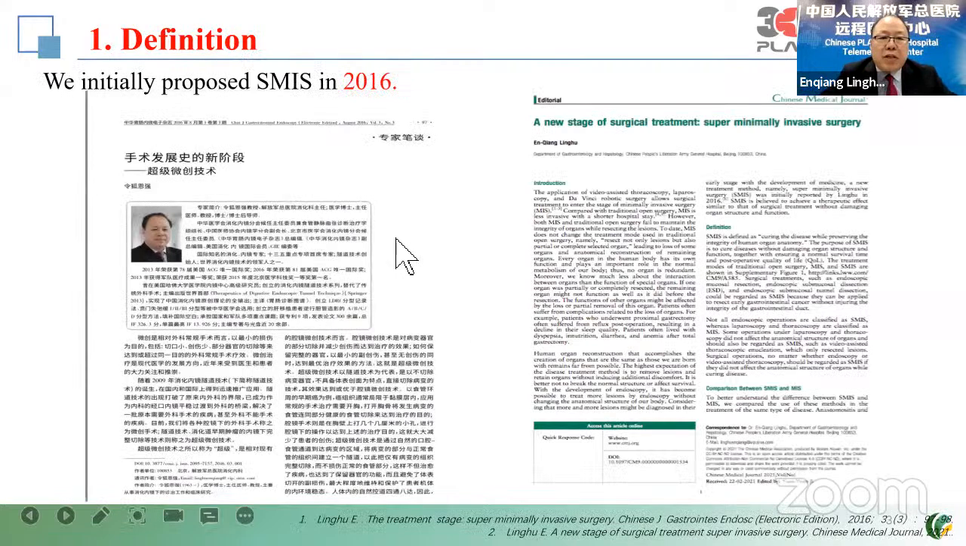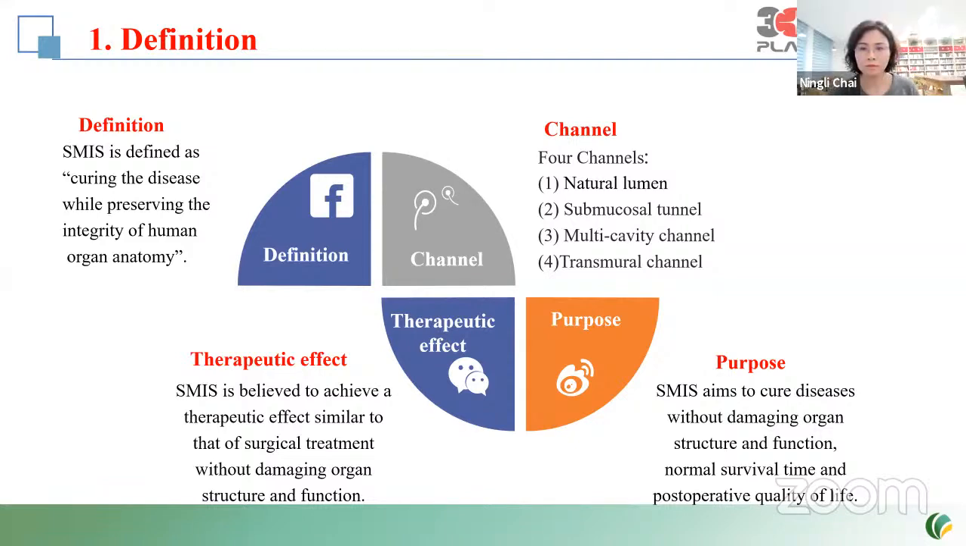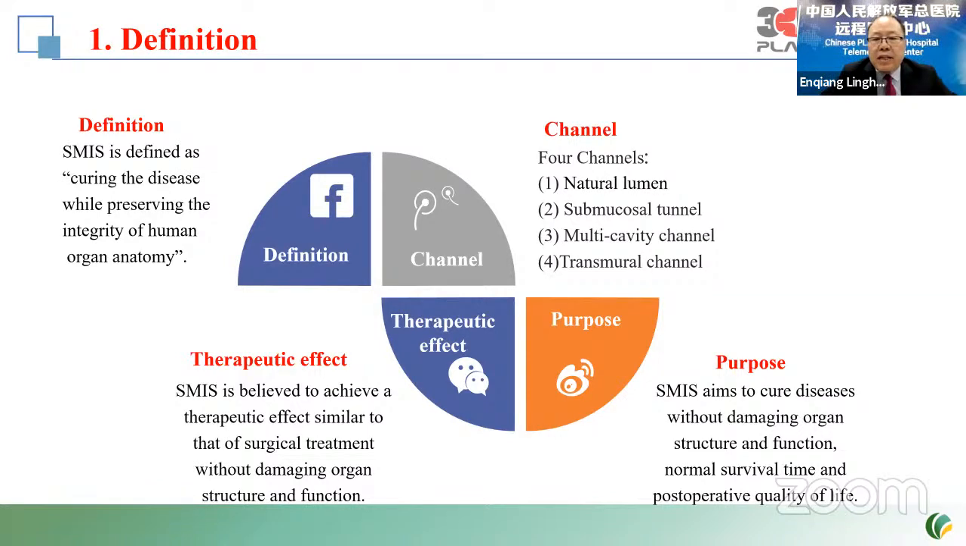SIMS was initially proposed in 2016, and the details are in the Chinese Medical Journal. The definition is to cure chronic disease while preserving the integrity of human organ anatomy. We do this through four channels: the first is the natural lumen, the next is the submucosal channel, the third is the multi-cavity channel, and the fourth is the transmural channel. The aim is to cure disease and recover as before.